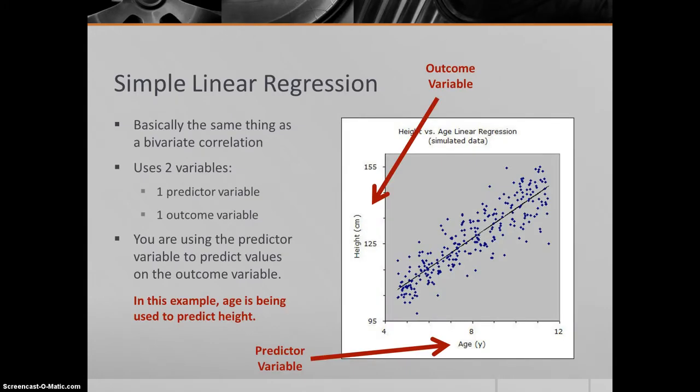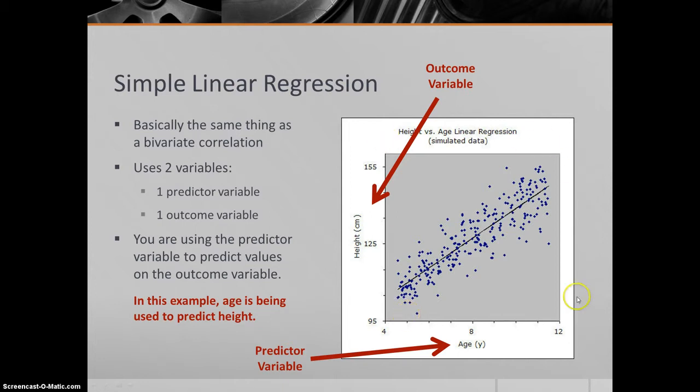What are we talking about? Well, a simple linear regression is basically the same thing as a bivariate correlation. So we did some work with correlations previously. Bi meaning two, variate meaning variables. So the relationship between two variables, and we used scatter plots to investigate those relationships to get a visual representation of what we were looking at.